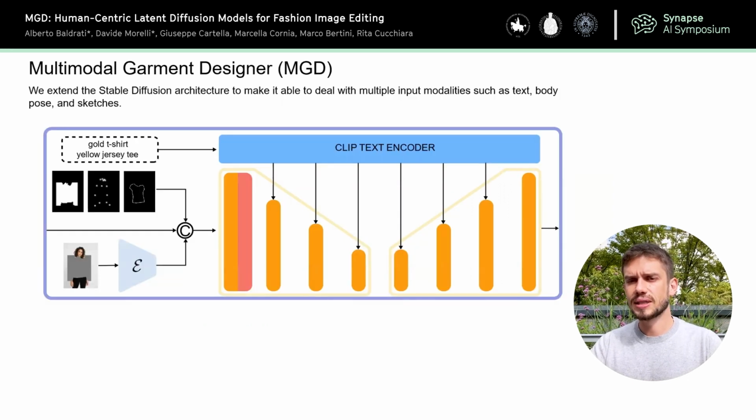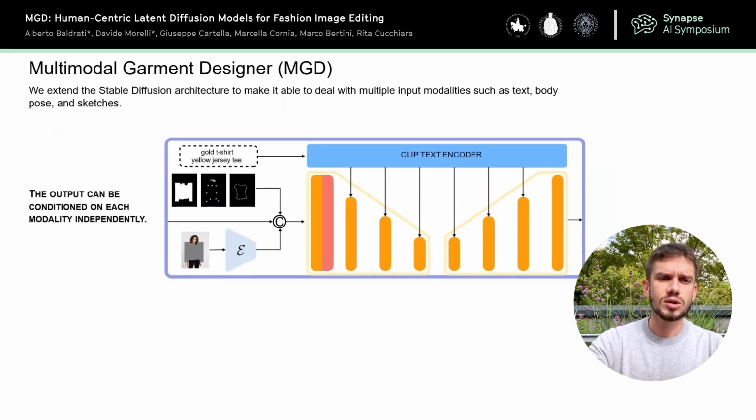The Multimodal Garment Designer model relies on the Stable Diffusion architecture. In this picture, we represented the denoising network. We extended the kernel of the first convolutional layer to allow the network to accept a concatenation of multiple inputs.